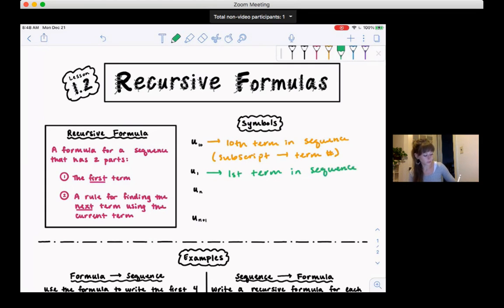And this is important because we're going to use this in our formula. The formula specifies the first term, right? So u sub 1 is going to be part of our formula. U sub n, this is a little bit weird. So this would be the nth term, where n is a variable. So basically this is saying a random term in the sequence. Any term, wherever you're at.